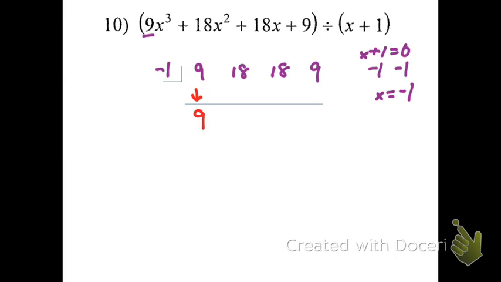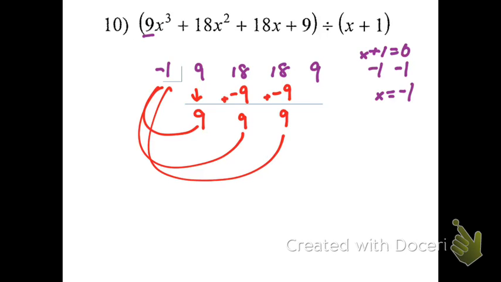So nothing left to do but synthetically divide. Drop the 9 down. 9 times negative 1 is negative 9. I add, and I get 9. 9 times negative 1 is negative 9. I add, I get 9. 9 times negative 1 is negative 9. I add, and I get 0.